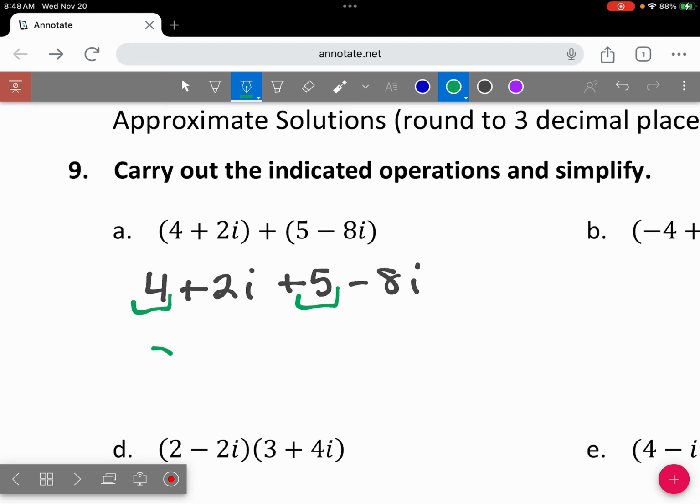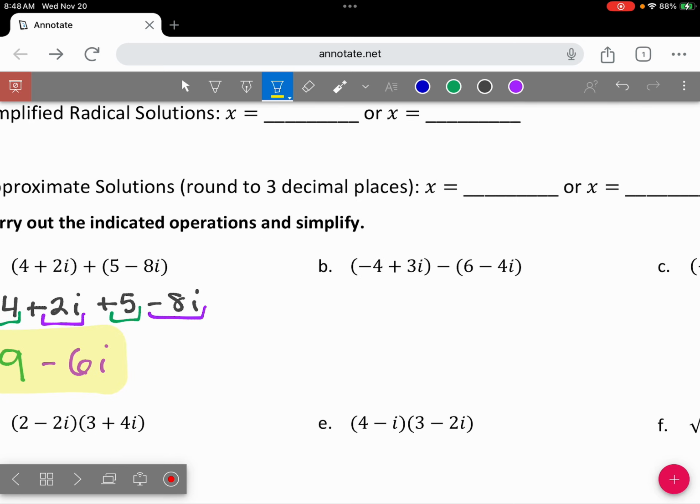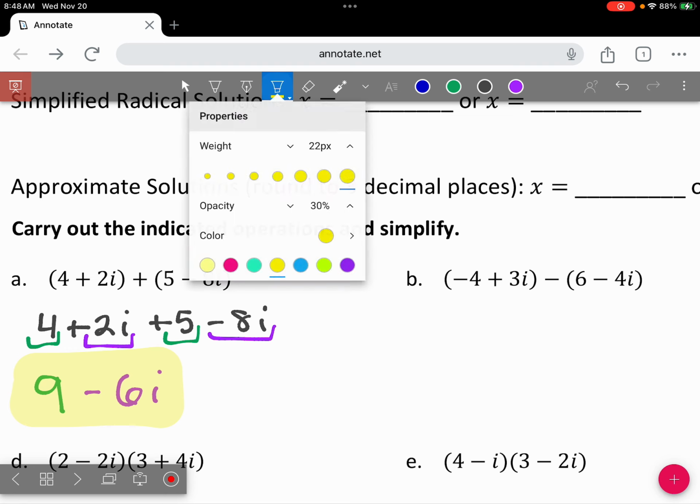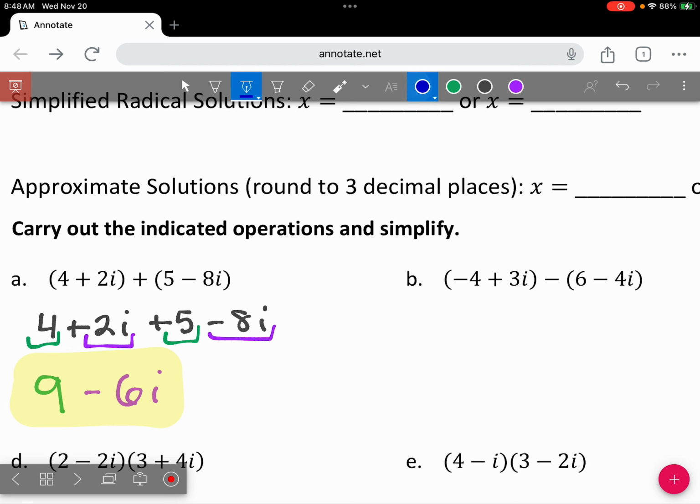4 plus 5 gives me 9. 2i minus 8i is minus 6i. The only difference between the addition and the subtraction, when we might need to keep our parentheses for a hot second, is because we have to make sure we subtract this whole thing. It's still that we're subtracting. It does not magically turn into multiplication. I had a lot of people do that on the homework.